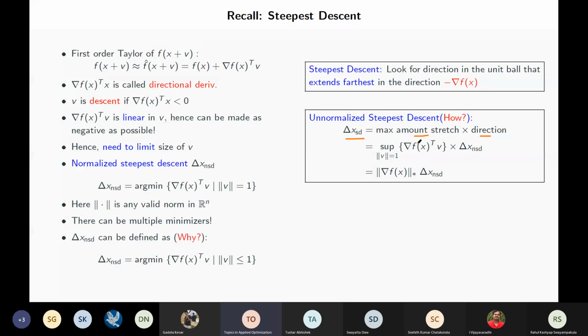So the maximum amount of stretch I can do is this, times the direction which is already normalized. So the unnormalized one, I can write in terms of the normalized one. And this is the dual norm of this. Whatever norm you choose here, the dual of that will be used here. So if it is the 2 norm, then it will be the 2 norm here because the dual of 2 is 2. So I can write the unnormalized by using the normalized.